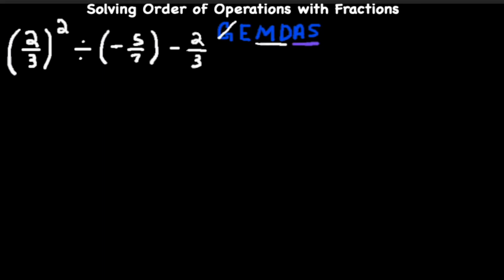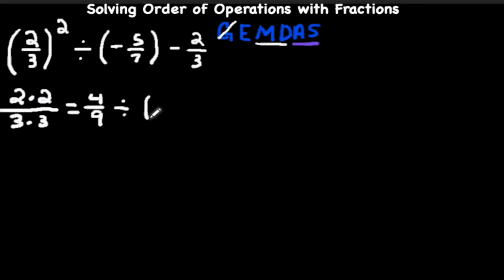So 2/3 squared is really 2 times 2 divided by 3 times 3. And that's equal to 4/9. Bring everything else down. So that's divided by -5/7 minus 2/3. Okay, so now we can look to see what else we need to perform.